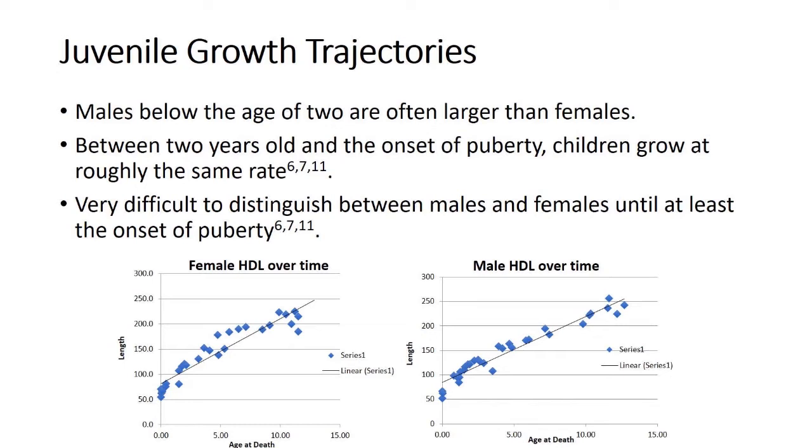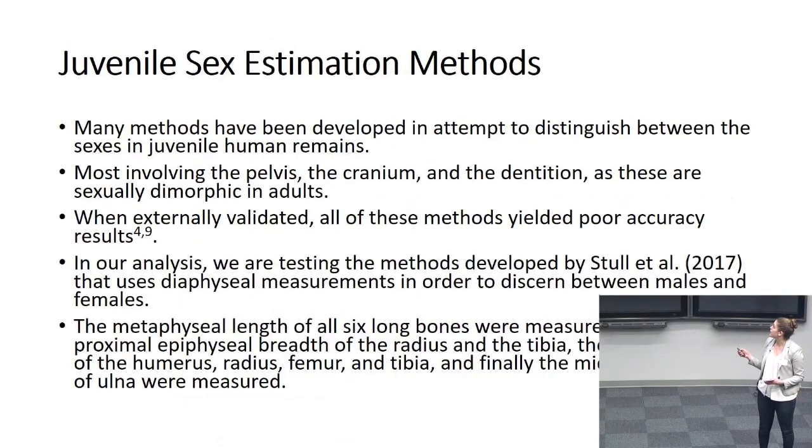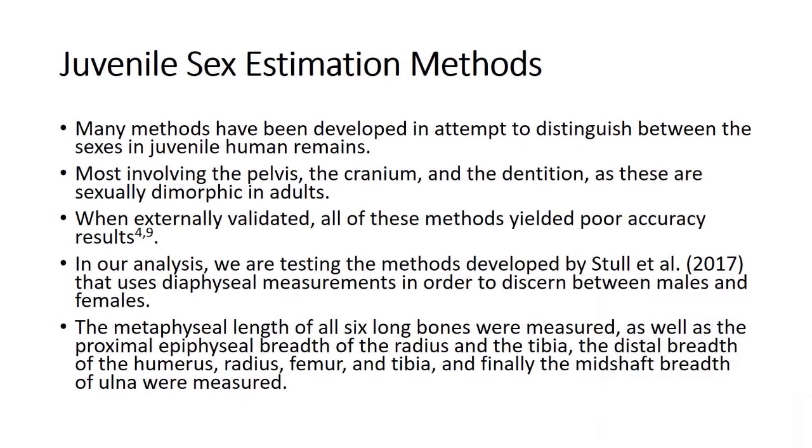So here in these two graphs, we have graphs for the growth of the humerus length in both boys and girls, and you can see that they're both very similar. As such, it's very difficult to actually be using methods for juvenile sex estimation, just because they're so similar throughout growth.